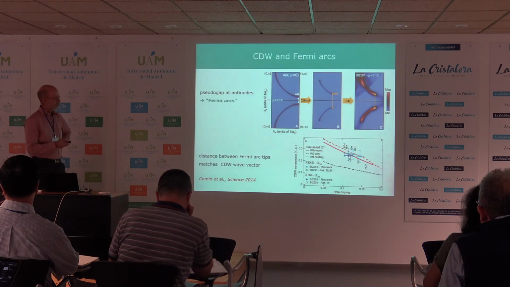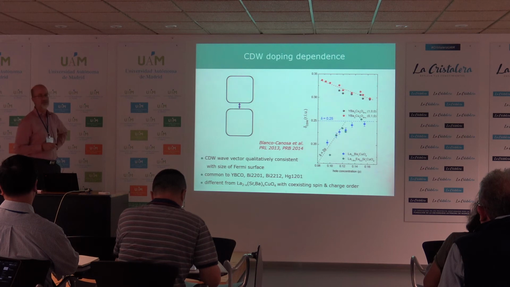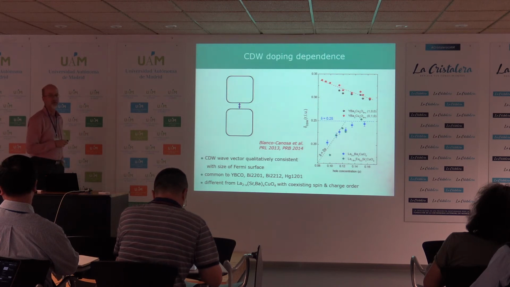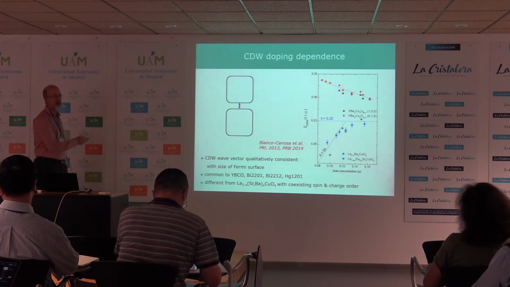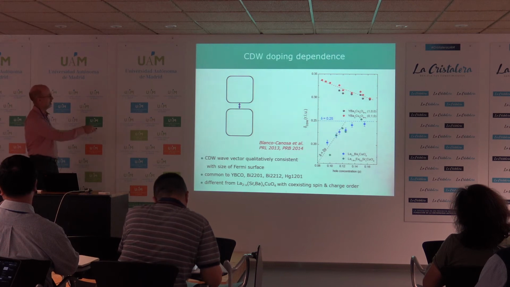Now, I showed you this cartoon several times, but you should realize that this cannot be literally true, because here in the underdoped materials, you have the pseudogap that leads to gaps here at the antinodal regions of the Fermi surface. There are actually no states that could be nested here. Rather, the states at the Fermi level are concentrated in these Fermi arcs.